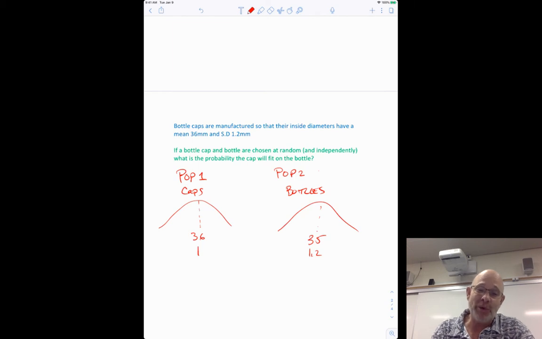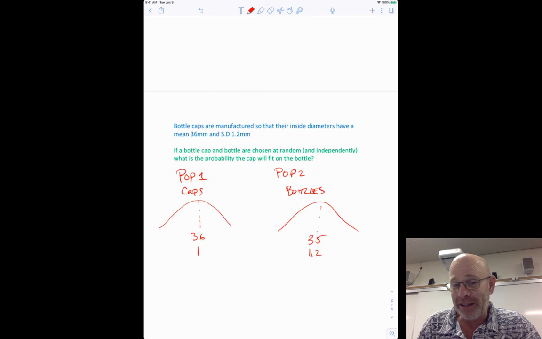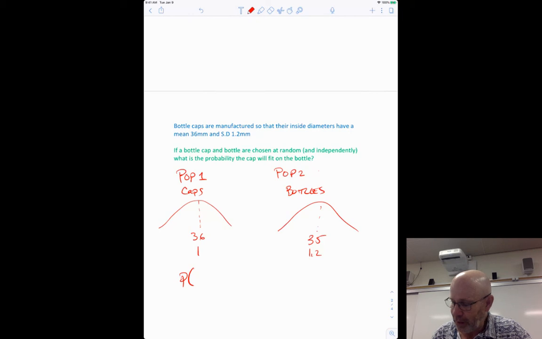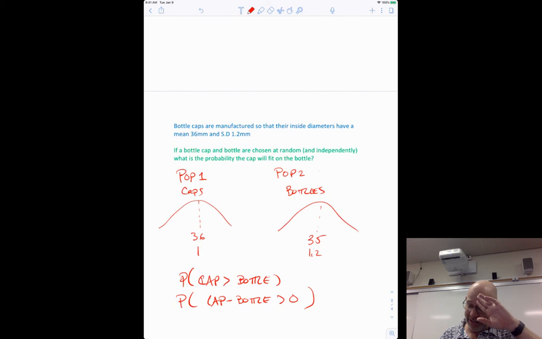And there's a little bit more to it than that, of course, because we don't want it to just fit on it. We want it to actually be able to tighten. We're just going to ignore that right now. So basically, I'm going to rephrase this question to be more math friendly and just say, what's the probability that the cap is greater than the bottle? Or if we think math, because we're going to have to subtract here, cap minus bottle greater than 0. That's in essence what I'm looking for.